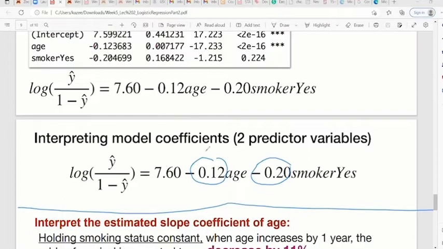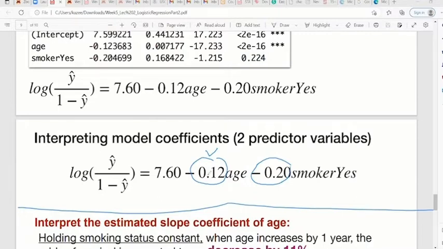If I want to interpret this, you know what I'm going to say? After holding smoking constant, for every unit increase in age, the log odd of surviving, or the log odd of being alive, decreases by 0.12. I'm going to say that again. After adjusting for smoking, what you have here is what we call multiple logistic regression, because we have more than one predictor.